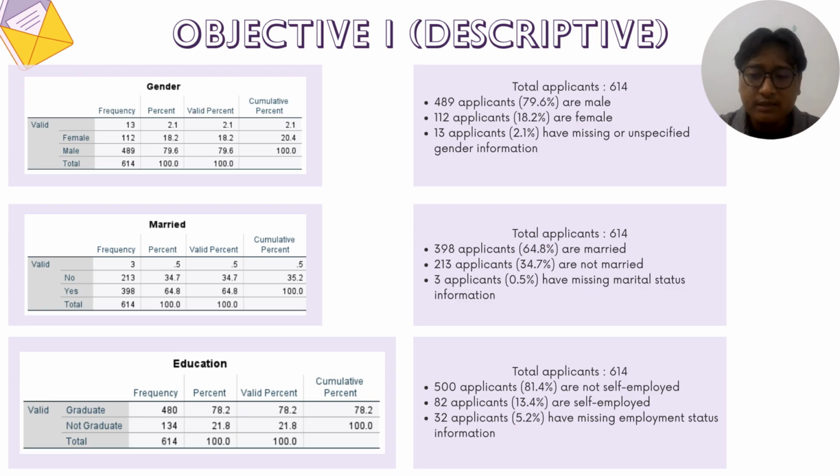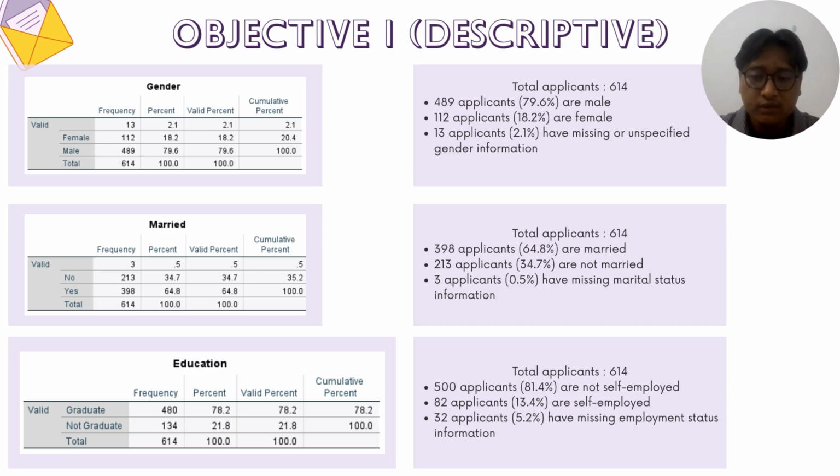Among the 614 loan applicants, 398 applicants, 64.8 percent, were married, while 213 applicants, 34.7 percent, were unmarried. The remaining three applicants, 0.5 percent, had missing marital status information. This result indicates the majority of applicants were married, representing nearly two-thirds of the total sample. This suggests that married individuals constitute the largest group of loan applicants in the dataset.